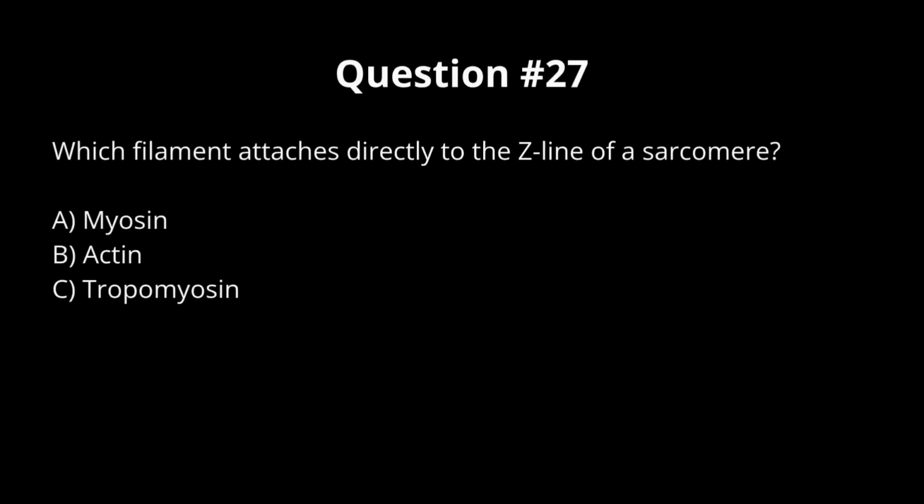Question number 27. Which filament attaches directly to the Z line of a sarcomere? A. Myosin. B. Actin. C. Tropomyosin. The correct answer is B. Actin. The thin filament attaches directly to the Z line, while myosin is anchored at the M line.